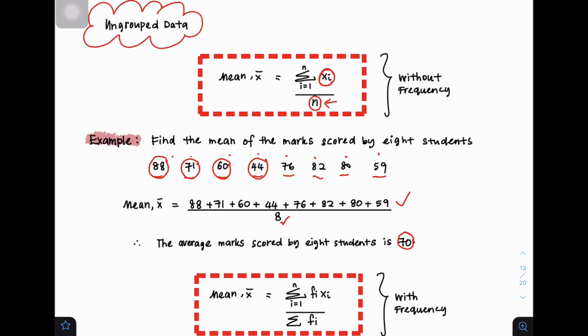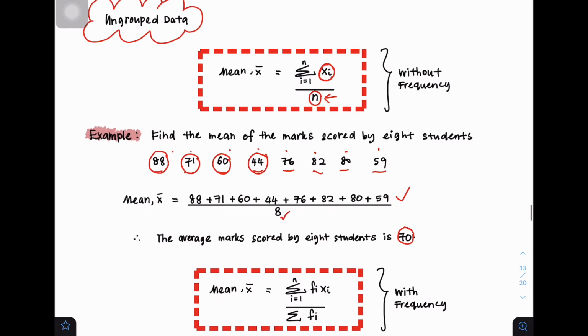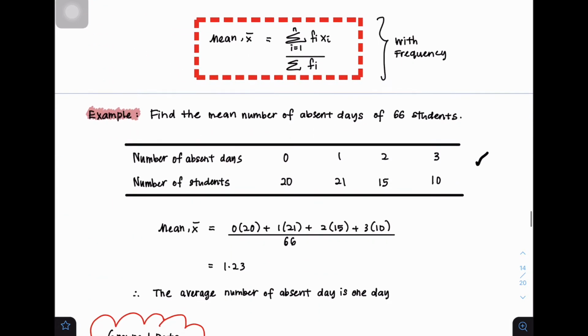Okay, so ini adalah nilai purata. So this is how we calculate the mean for ungroup data. Kita tambahkan semua data tu, kita bahagi dengan berapa bilangan data yang kita ada. Alright, so itu untuk ungroup data yang without frequency, tak ada frequency table. Now we want to see how to calculate the mean for the ungroup data but with frequency.